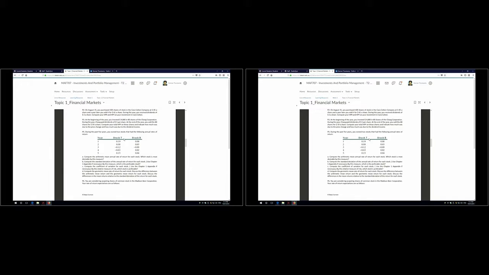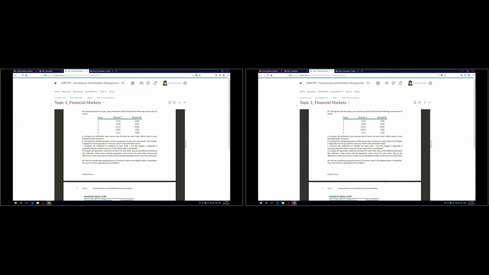Now, if you look at problem 5, this is about the past history. From year 1 to year 5, they have given the return for 2 stocks, stock T and stock B. Can you read at the back? Okay, so there are 2 stocks, stock T and stock B. Compute the arithmetic mean annual rate of return for each stock. Which stock is most desirable? So we know that one of the measures that we use to make a judgment on an asset is the return, and the other measure is the risk that we generate. Okay, so let's compute the arithmetic return.